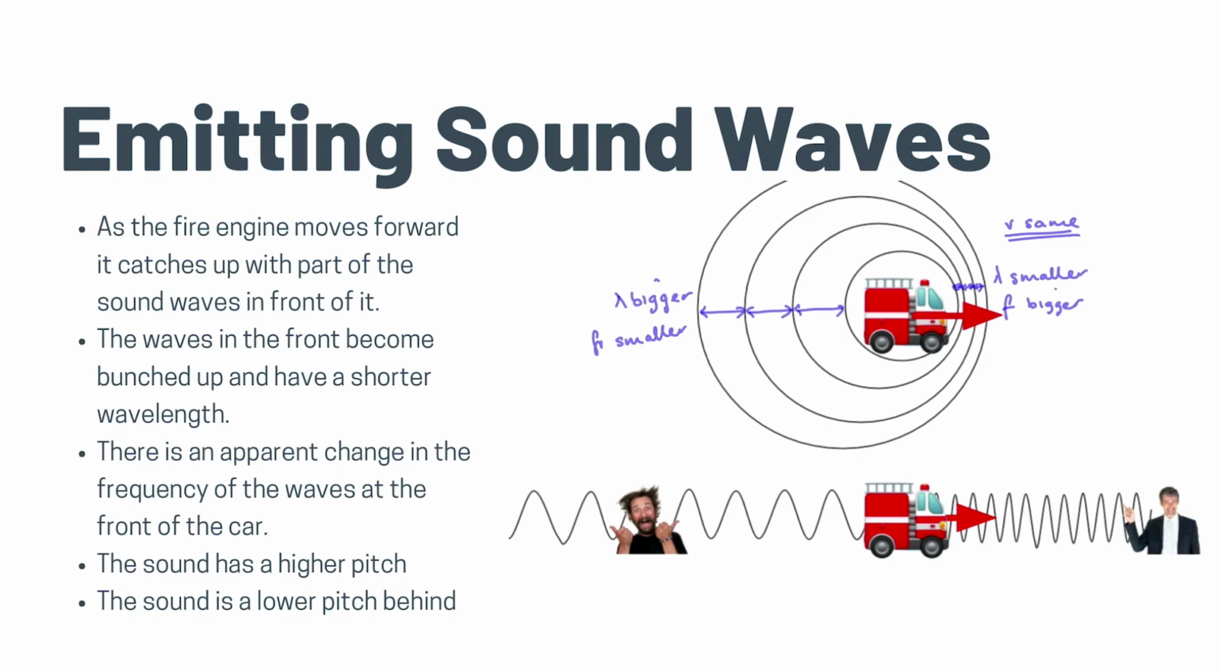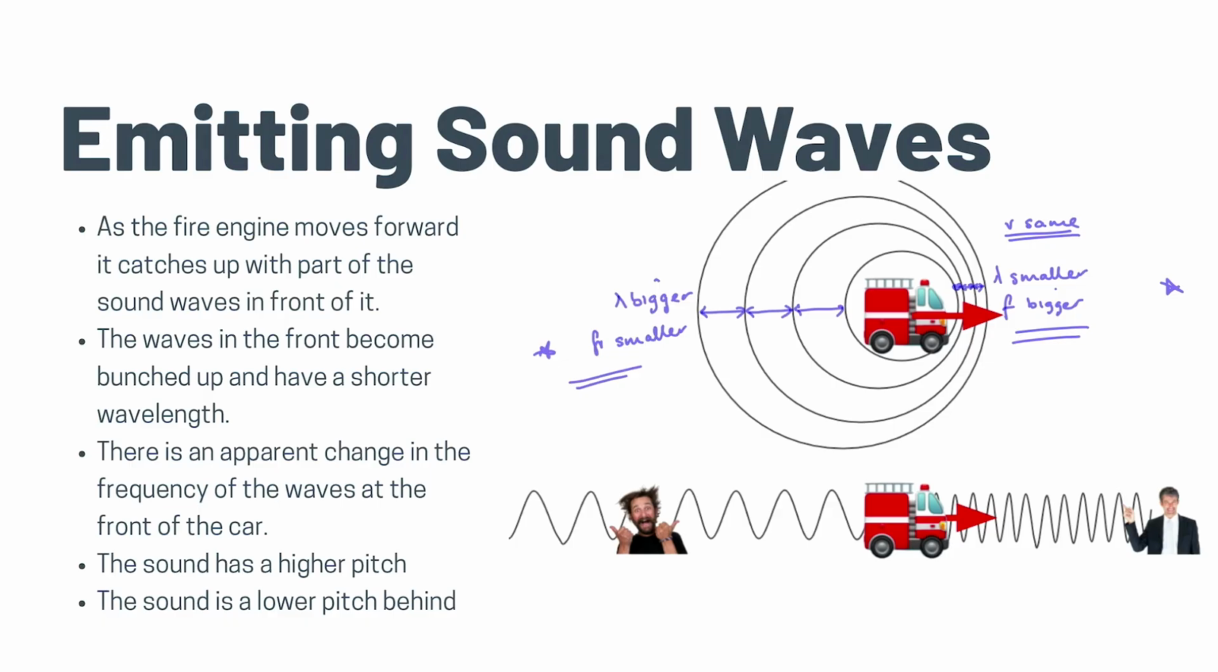A larger frequency, so let's go to this side. A larger frequency, a bigger frequency, is a higher pitch. And a smaller frequency on this side is a lower pitch. Let me do my noise again from a Formula 1 race. It gets a higher pitch as it's coming towards you, and as it goes away from you, it goes down again. And that is basically the Doppler effect.